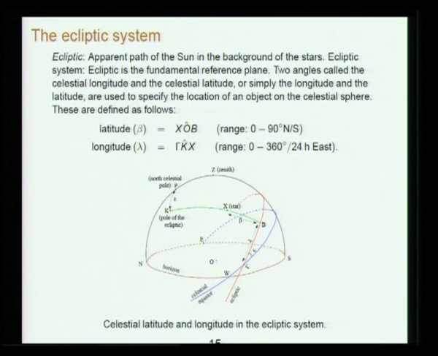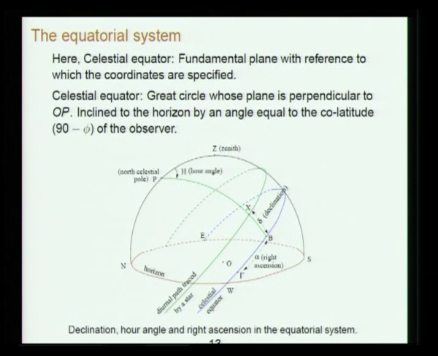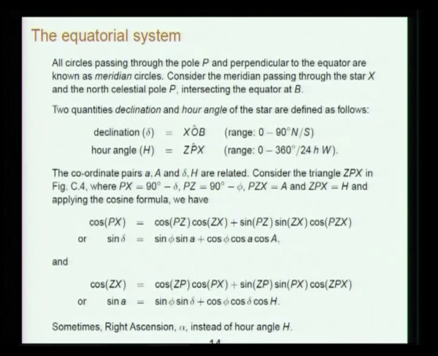Sometimes it may be more convenient to use the right ascension. There is a point called the equinox, which is the intersection point between the equator and the ecliptic. Draw the perpendicular from the object to this celestial equator. The angle between the equinox and this point is called the right ascension. That is also used sometimes, and it is an angular measure along the equator.